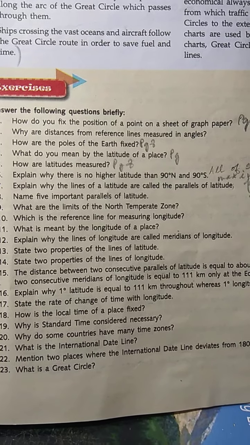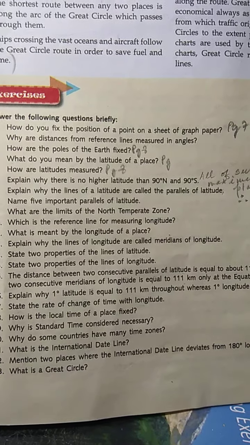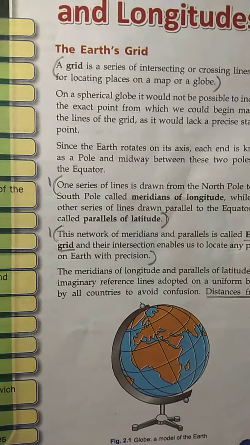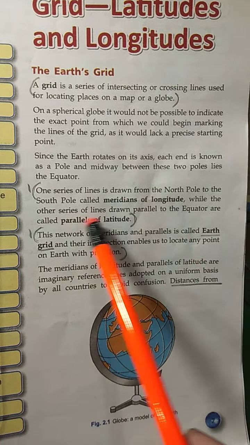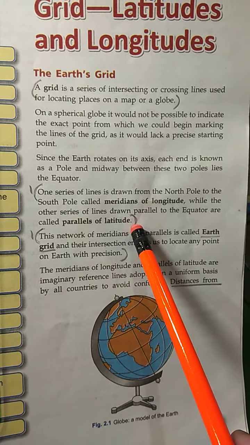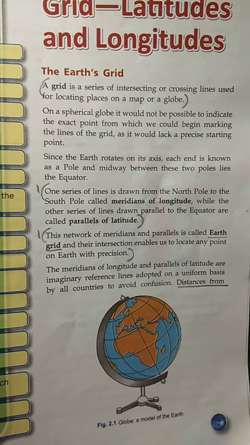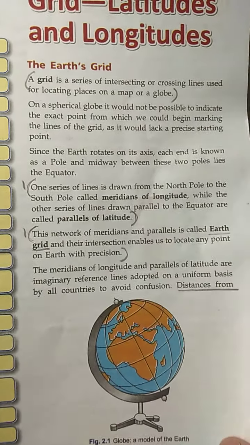To go with the first question, how do you fix the position of a point on a sheet of graph paper? This is given on page 7, that is the beginning of the chapter, and it is in the fourth paragraph. One series of lines is drawn from North Pole to South Pole called meridians of longitude, while the other series of lines drawn parallel to the equator are called parallels of latitude. This network of meridian parallels is called Earth's grid. This is up to Earth with precision. So these are the two paragraphs which pertain to question number 1.